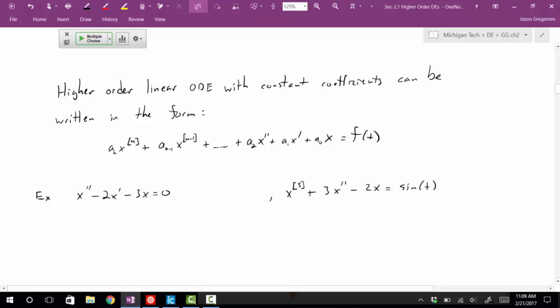And if you have one of these things, it can be written in this form, where a sub n minus 1, all those coefficients, are just constants in this case. Those are not functions of t. Those are the constant coefficients.